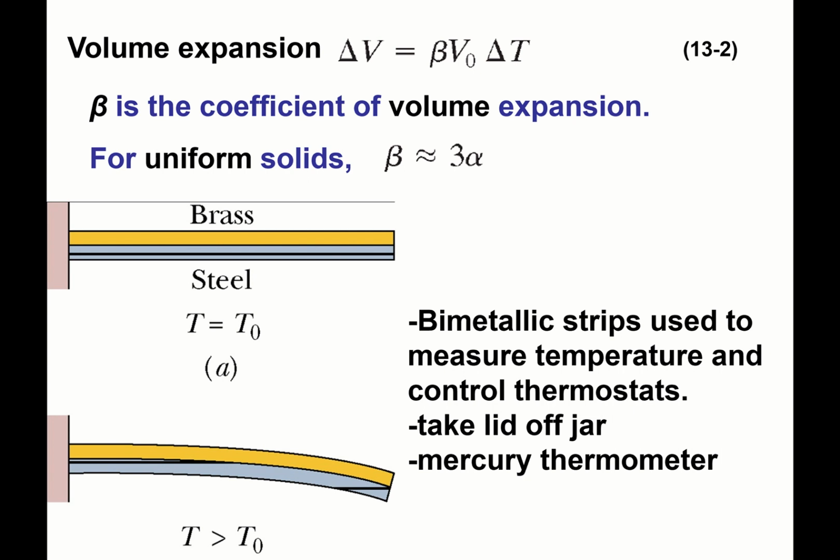A bimetallic strip is used to measure temperature and control thermostats. You can see a picture of it there, of brass and steel. Since brass expands more than steel, it has a higher value for alpha. When the temperature increases, the brass expands more, and so the rod will bend down. As you cool it down, the brass will shrink more, and then the silver part will curl upwards. So the direction can change, and if I have an electrical switch in the way, when this contacts the switch, it can turn a heater on or off.